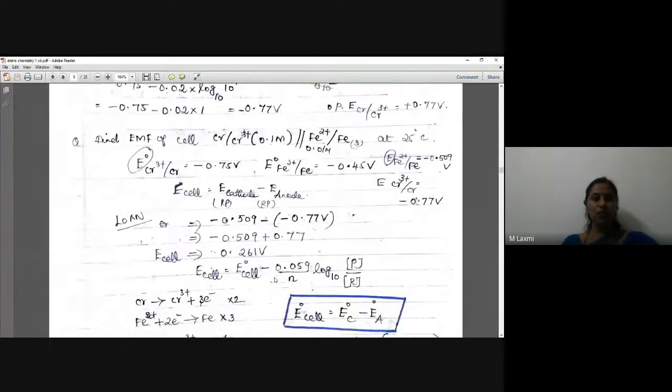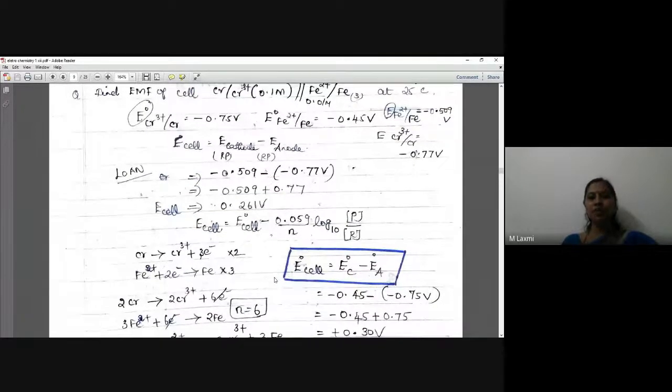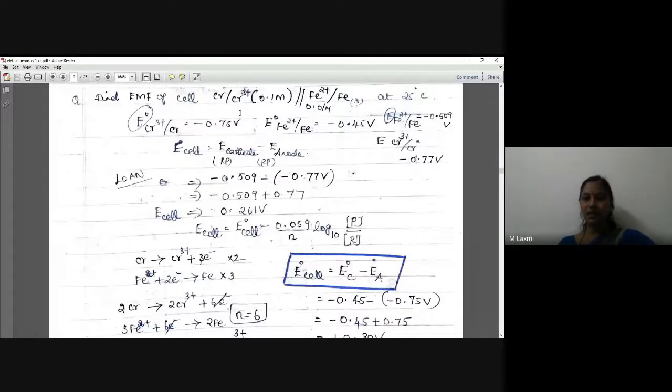We can do question number 3. Yes, this one we can do now. Find the EMF of the cell. They have given Cr by Cr3 plus, 0.1 molar. Iron, they have given 0.01 molar. 25 degrees Celsius is given. They have given the E naught of chromium and the E naught of iron. These two values are given here.